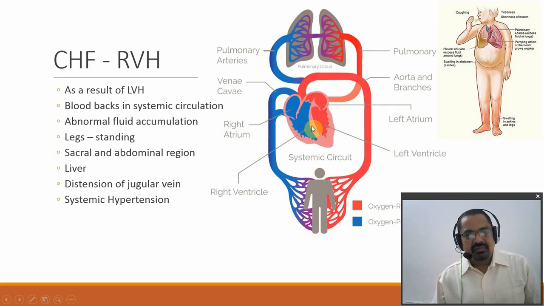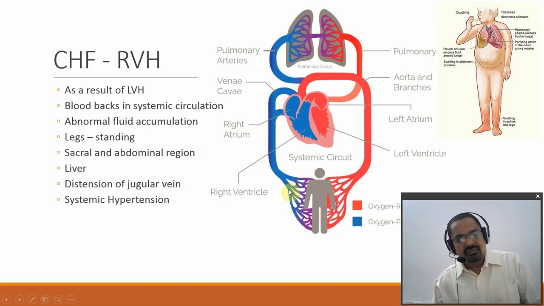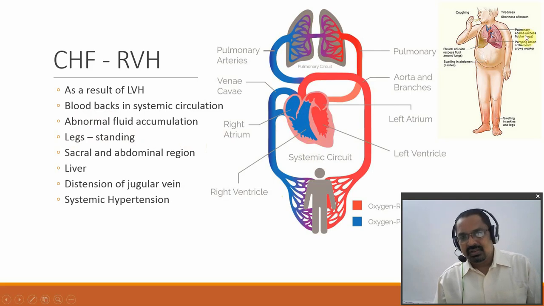So this right ventricular atrophy will lead to the blood going back into the systemic circulation instead of the pulmonary circulation. And if blood pushes back into the systemic circulation, it will lead to abnormal fluid accumulation throughout the whole body. You can see this figure now. There is a leg in standing position, the legs are swollen, there is edema inside these legs. You can see redness here. This is due to the accumulation. There is sacral and abdominal accumulation too. Sacral region means here in the buttock, and in the abdominal region also there is accumulation of fluid.